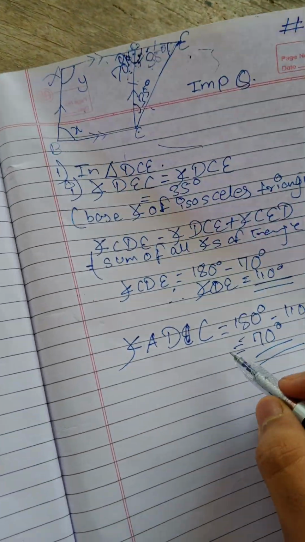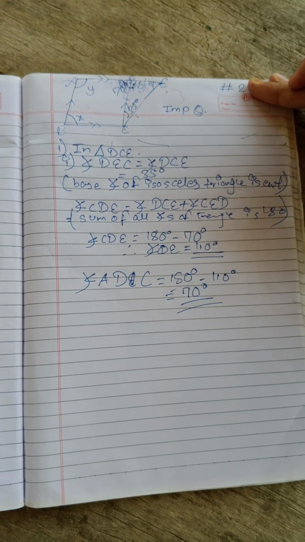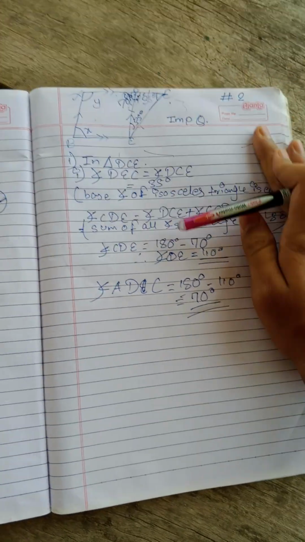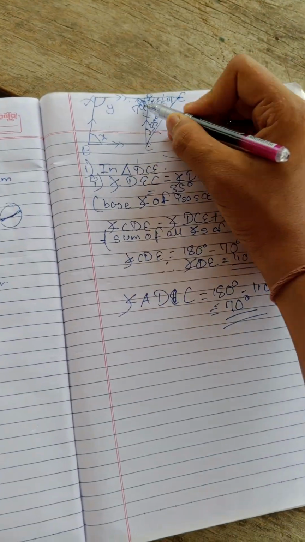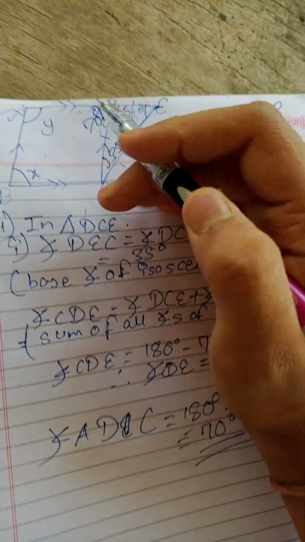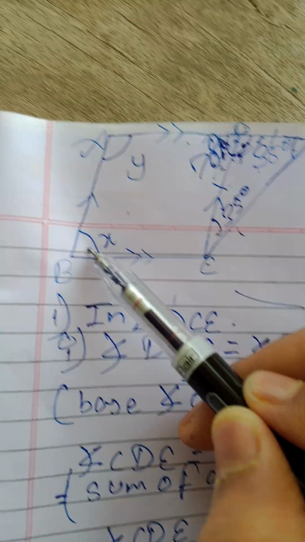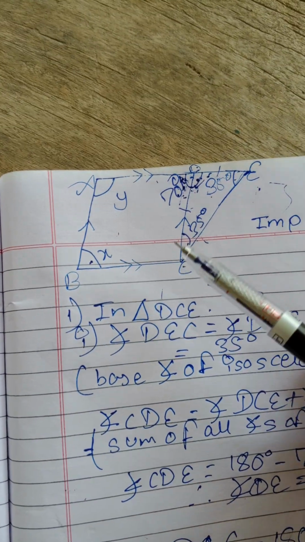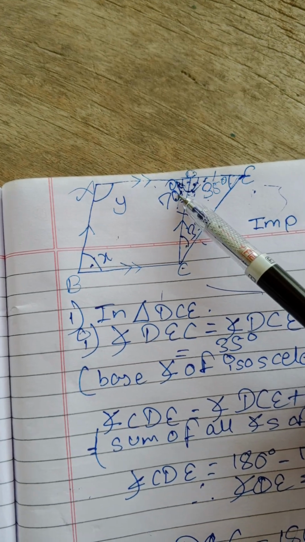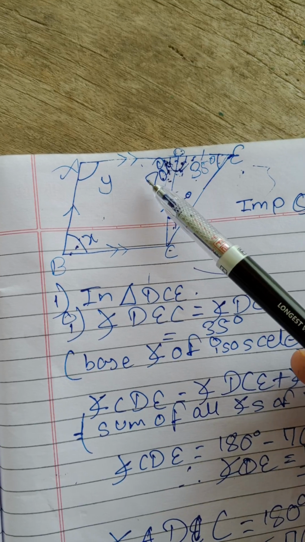Now for this we have to write the reason, being linear pair. I haven't written it here, but you can write being linear pair directly. So this came 70 degrees. Now if this is 70 degrees, then this is also 70 degrees. Why? Because opposite angles of a parallelogram are equal. This is 70 degrees, this is x, so we have found that x is 70 degrees.